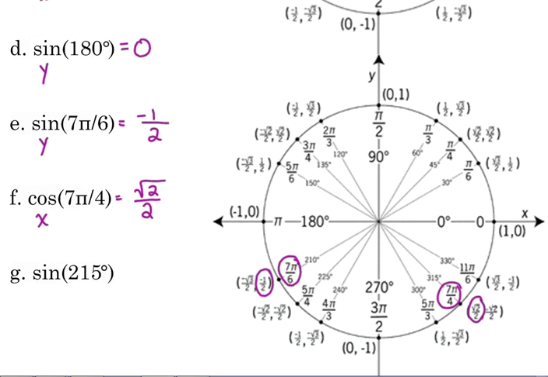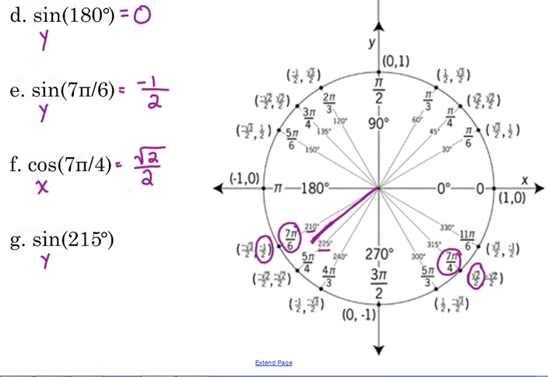And then one more, sine of 215. Sine is the y. When we look at the unit circle, I see 210 and I see 225. 215 is obviously right in between those, but it's not on the unit circle. So this is the only time that decimal answers are okay for this. If it is not on the unit circle, then you use the calculator.